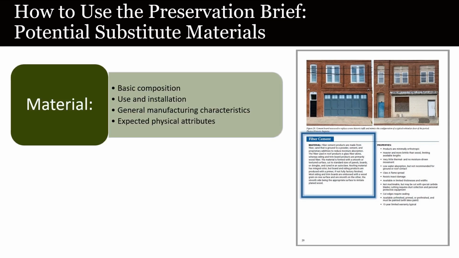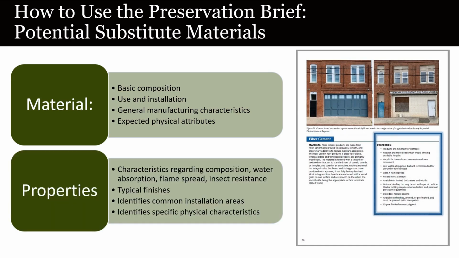For each of these materials, the brief provides information on the material itself, including a description of the basic composition, its use and installation characteristics, any general manufacturing characteristics, and expected physical attributes. It's important to note that the attributes listed in the preservation brief are high level and certainly don't include all possible options that can be found in the market today. Additionally, just because the material is listed and discussed does not mean it is appropriate for use in all situations. You must evaluate the suitability of any potential proposed substitute material and determine if it is appropriate for use in your project.